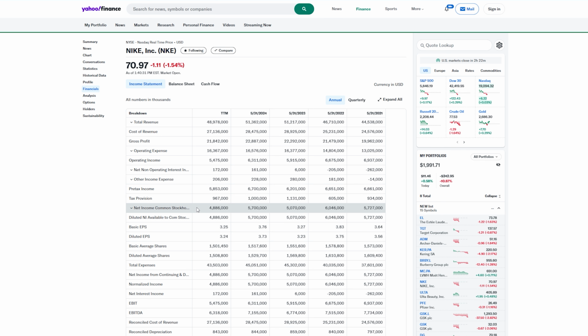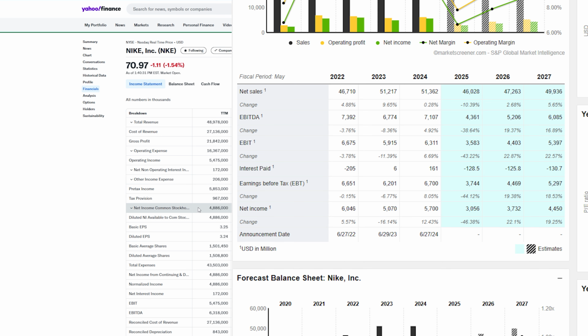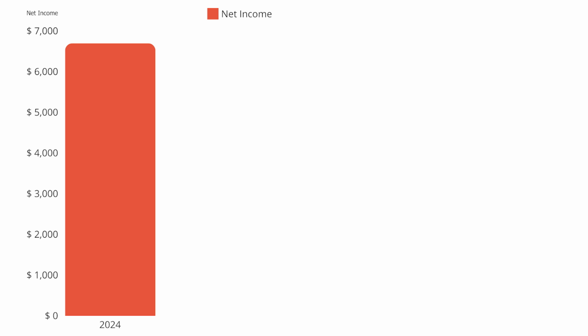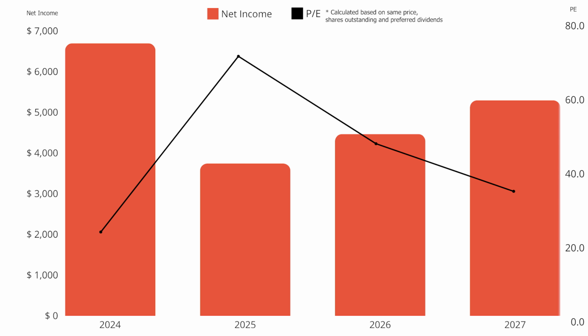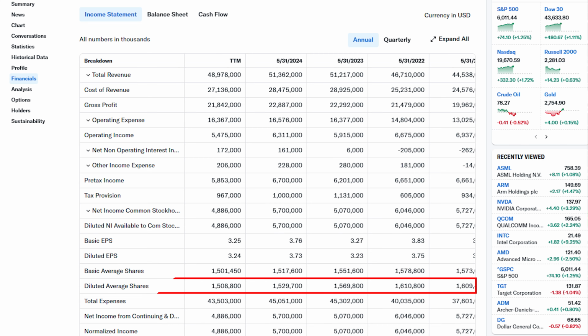Now, comparing this side by side with the analyst's forecast, we can see that Nike isn't expected to reach this level of net income for a while. As net income stays lower, the PE ratio will move higher, making the stock appear more expensive than it does right now. Another crucial metric that beginners often overlook is diluted shares outstanding.